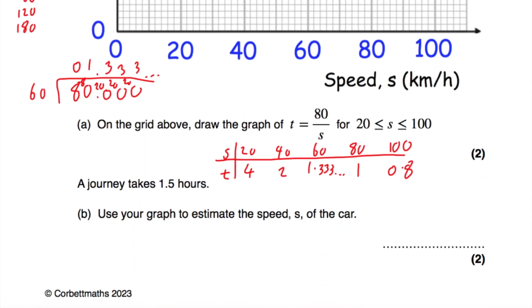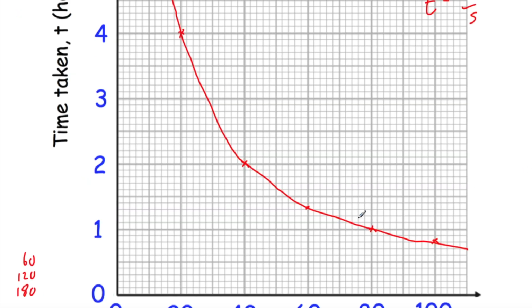Part B says a journey takes 1.5 hours. Use the graph to estimate the speed of the car. So again, just remember this curve was my attempt to do it on the computer. It's a bit tricky, but 1.5 hours would be here. So we get a ruler and a pencil, and we go across using your ruler and pencil to where it meets the graph, which is there, and then down.